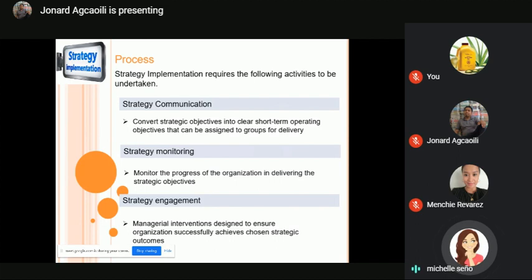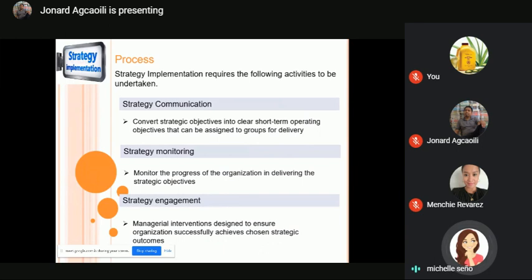Strategy communication. So, convert strategic objectives into clear short-term operating objectives that can be assigned to groups for delivery. So, example po dito, may malawakan pong activity, di ba po, nagkakaroon ng mga committee. So, nagpapatawag po tayo ng meeting para ma-assign po kung ano man po yung mga activities na dapat po nilang magawa.